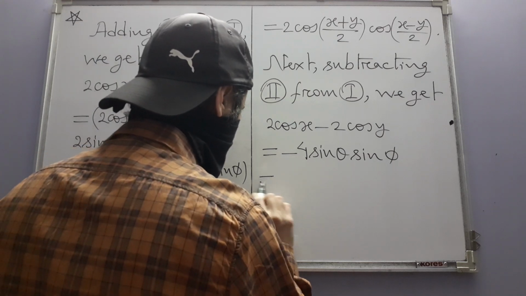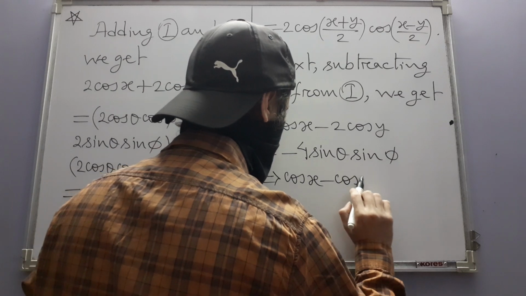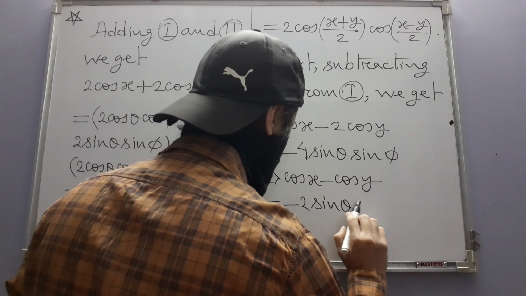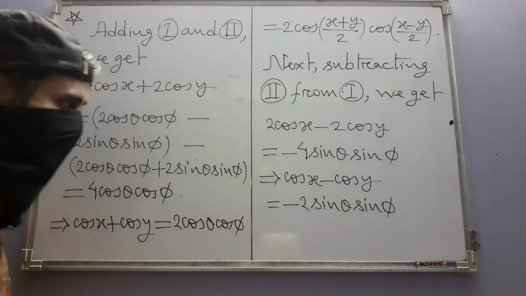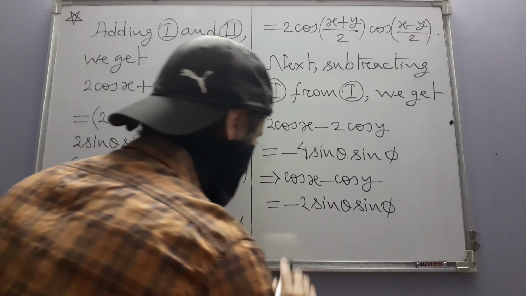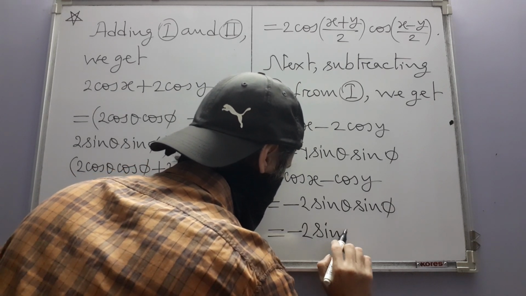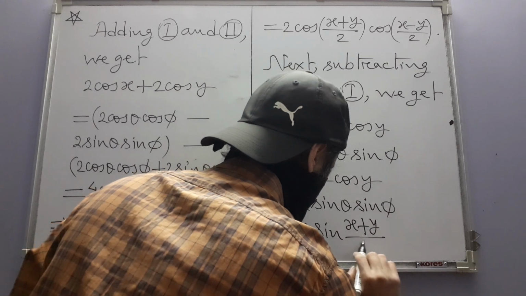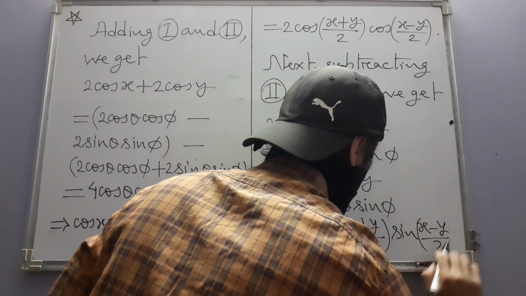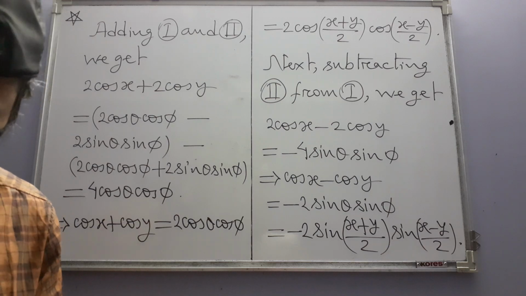And now if you cancel 2 from both sides, you get cos x minus cos y equal to minus 2 sin theta sin phi, and that is why in the second identity this minus stays. And if you then write what theta and phi are, you have got your second identity. It's that quick. Now let's see the third and fourth.